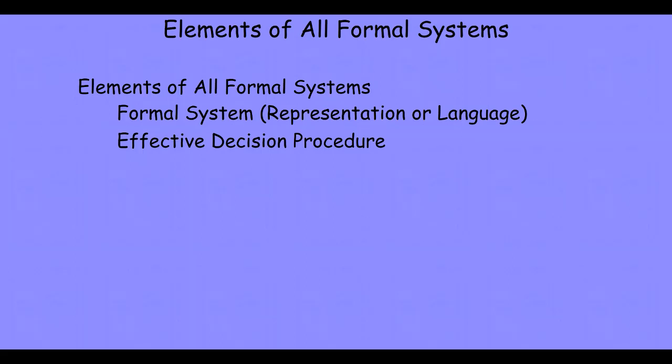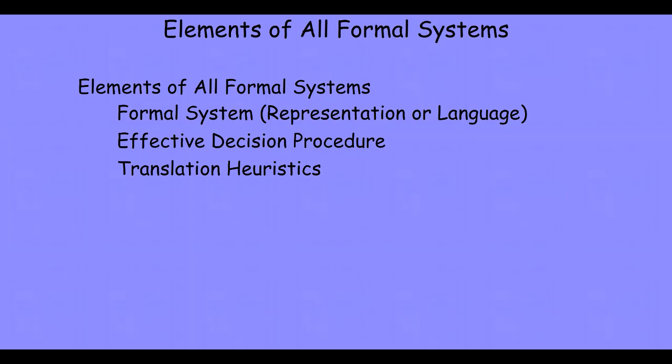Second element of a formal system is called an effective decision procedure, or a decision procedure. Decision procedures are methods or techniques that take that new information that's made explicit in the formal system and use it to evaluate or formulate an argument, an inference, or a decision in a way that optimizes the goal of that kind of argument, inference, or decision.